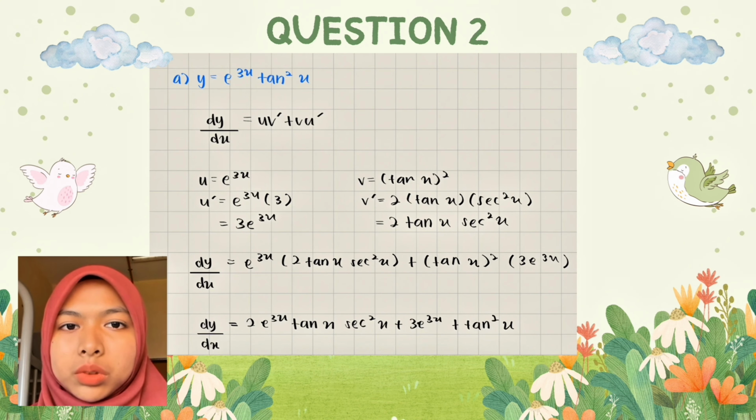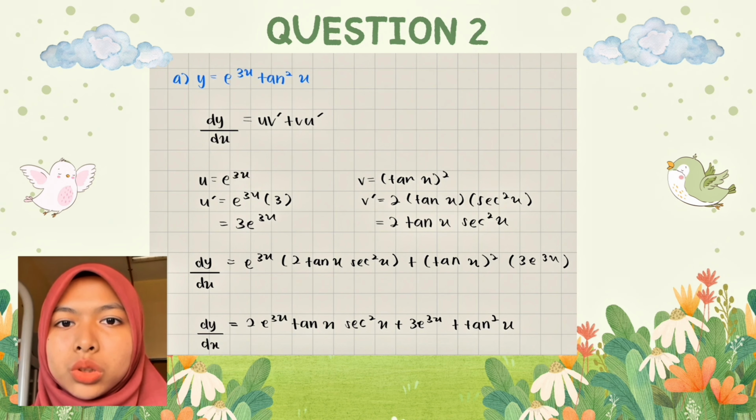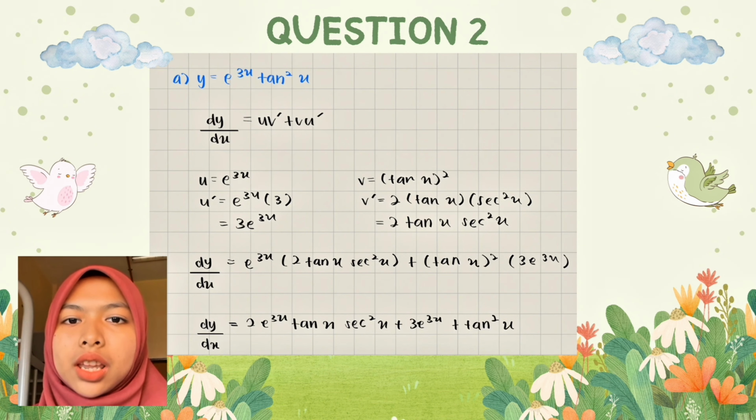And for v prime, we differentiate the power and we get 2 tangent x. Then we differentiate tangent x and we get secant squared x. So the v prime is 2 tangent x secant squared x. Then we substitute them into the formula dy dx equals u multiplied by v prime plus v multiplied by u prime. Then we elaborate them and the final answer is 2 e to the power of 3x tangent x secant squared x plus 3 e to the power of 3x tangent squared x.